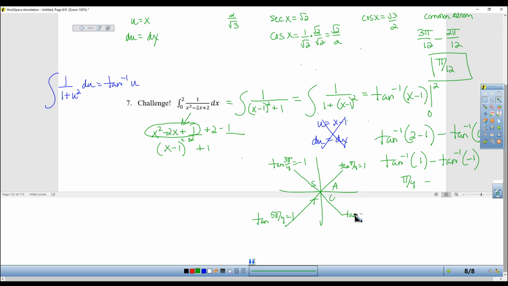Here, tangent of negative pi fourths is negative 1. You can write 7 pi fourths, but when you're doing an inverse tangent, we just go from 0, and that is what it is. They want the quadrant 4 answer for inverse tangent. So quadrant 4 would be negative pi fourths, so pi fourths plus pi fourths is 2 pi fourths, which is the answer of pi halves.